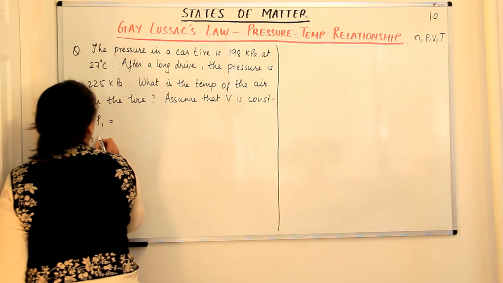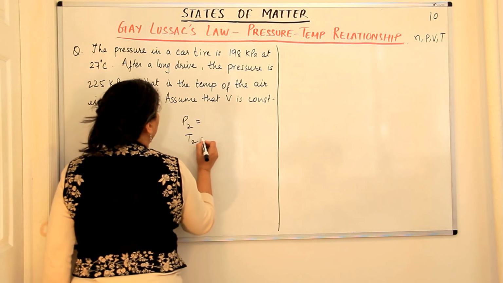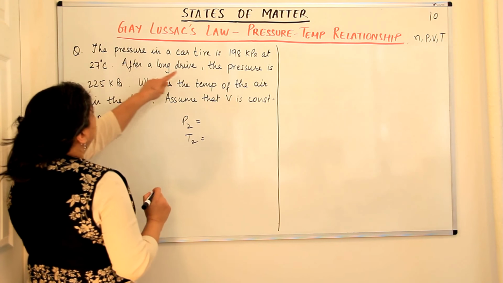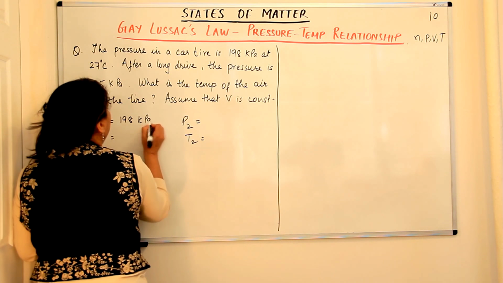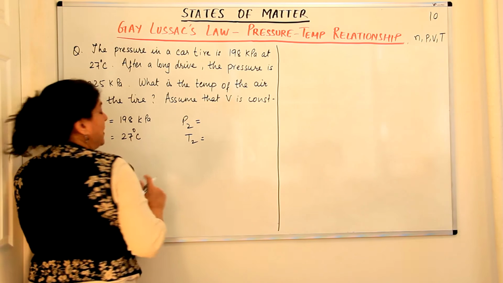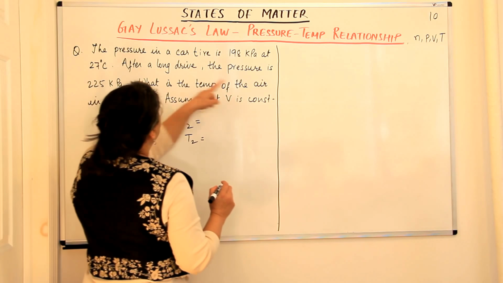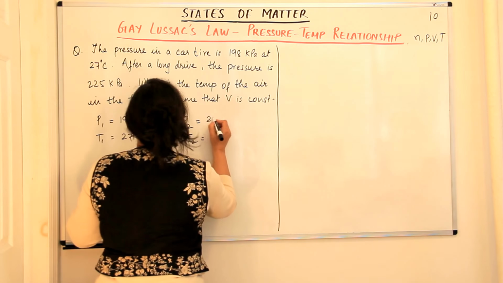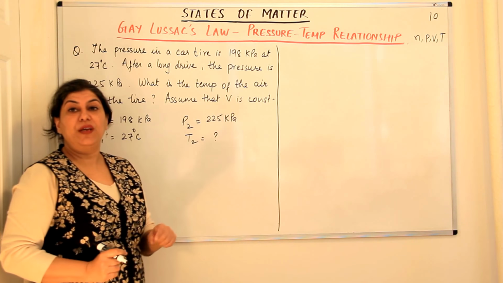We are looking for P1, T1, P2, and T2, right? P1, a tire is at 198 kilopascal is the pressure, P1. The temperature is 27 degrees Celsius. Remember, Celsius will have to be converted to Kelvin. And the final pressure is 225 kilopascals, and it is T2 that we are looking for.